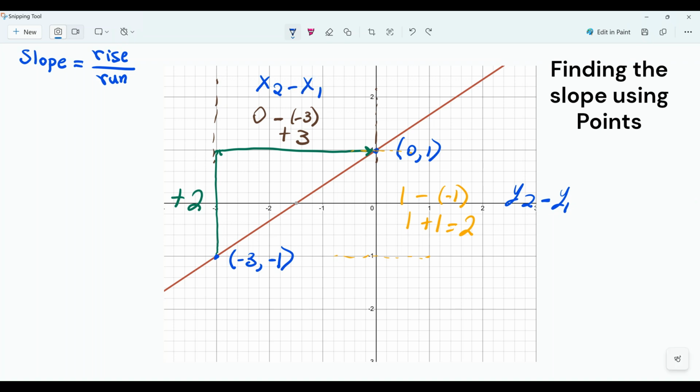This is where the equation m equals y2 minus y1 over x2 minus x1 comes from, which is also known as your delta y over delta x, which is your change in y over your change in x.